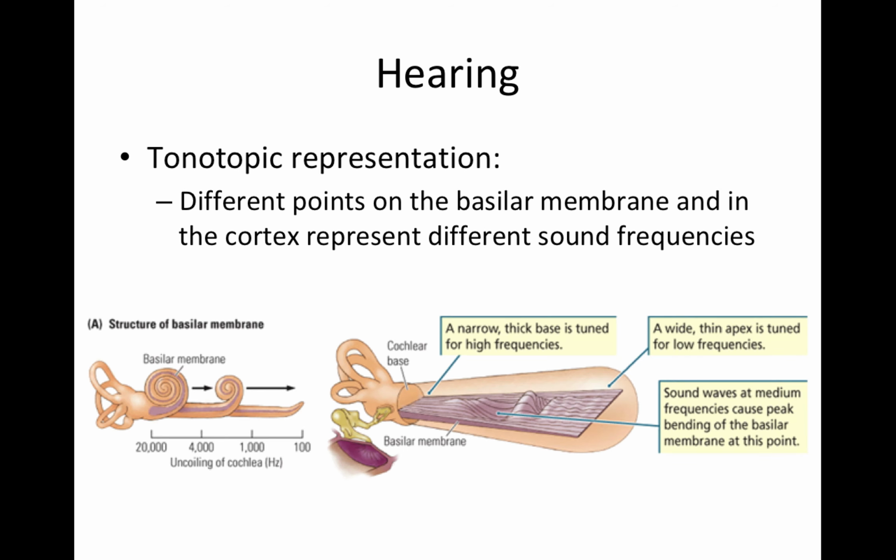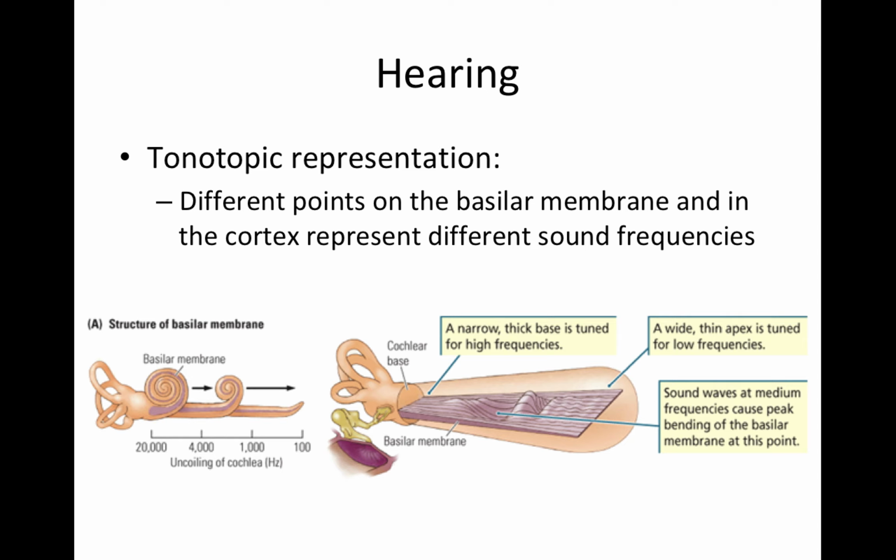Okay, so different points on the basilar membrane represent different sound frequencies. So this is technically what I mean with tonotopic representation. This also applies to the auditory cortex, the cortex in the brain, where different locations also represent different sound frequencies. So this is very similar to the visual system.